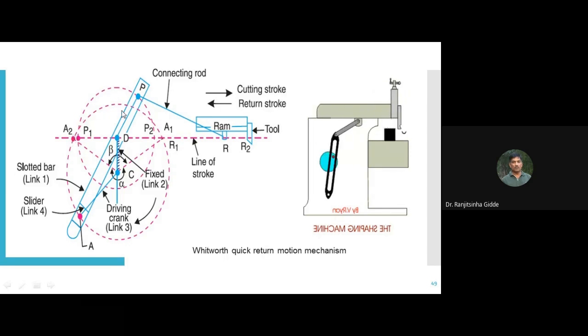A2 to this A1. Pay attention here. A2 to A1. So what is the angle? Beta. So initially, how much angle has to be covered for cutting? Alpha. And for the next cutting stroke, return stroke, alpha will be there.